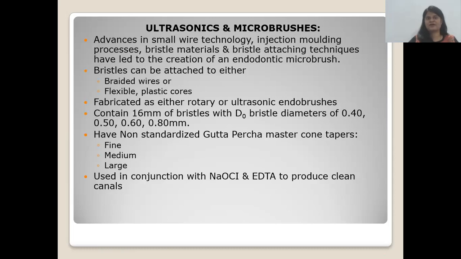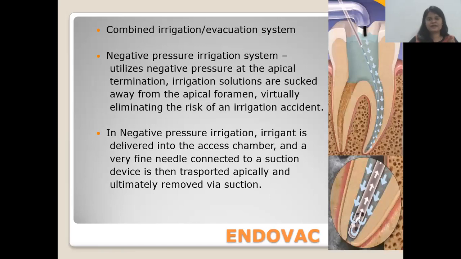Ultrasonics and microbrushes: advances in small wire technology, injection molding processes, bristle materials, and bristle attaching techniques have led to the creation of an endodontic microbrush. The bristles can be attached to either braided wires or flexible plastic cores. Fabricated as either rotary or ultrasonic endobrushes, they contain 16 mm of bristles with bristle diameters of 0.04, 0.05, 0.06 or 0.08 mm. They have non-standard gutta-percha master cone tapers, fine, medium and large, used in conjunction with sodium hypochlorite and EDTA to produce cleaner canals.